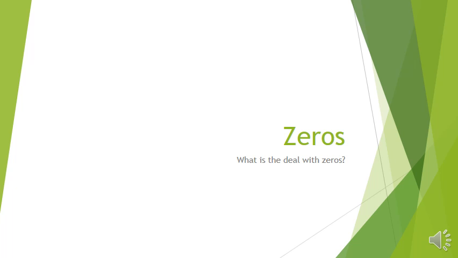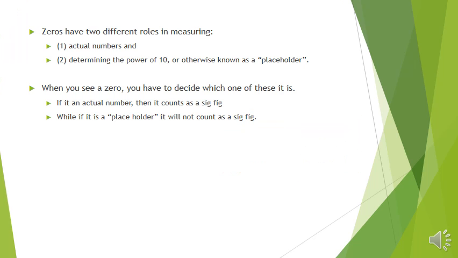Okay, so hopefully this will help you understand zeros. What is the deal with them? They actually can be really confusing in terms of sig figs, and they're really not that bad. You just have to decide. The problem is they can be more than one thing. So when you have a zero in your measurement, it can have two different meanings.